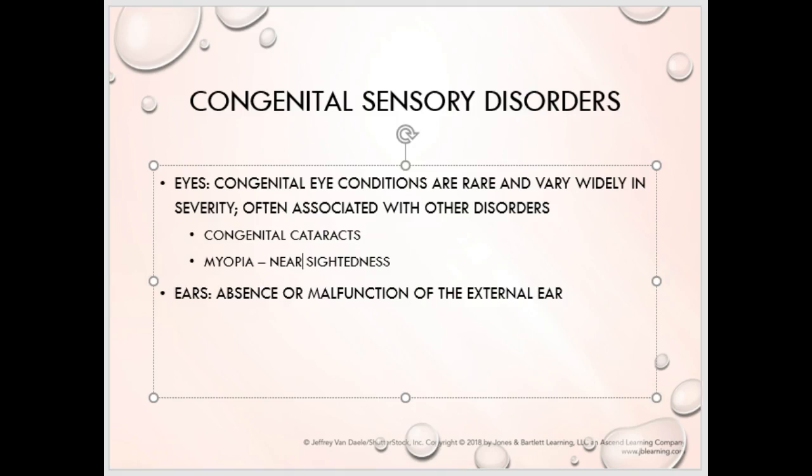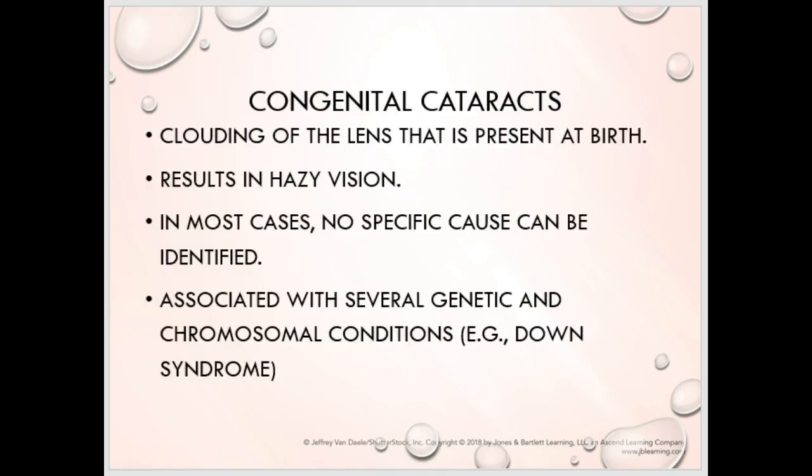Ears. We can have an absence or malfunction of the external ear. We can also have congenital loss of hearing due to multiple reasons. And we'll go into loss of hearing in general. Congenital cataracts. And like I said, we see this with people with Down syndrome. It's the lens of the eye, not the cornea, that will get cloudy, and it causes difficulty or haziness with vision.